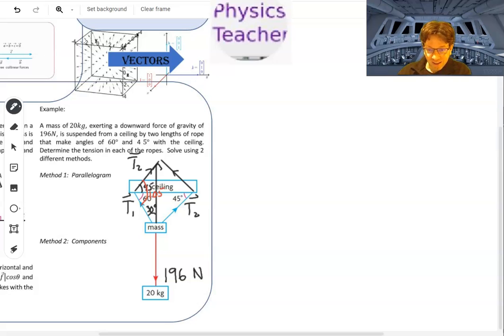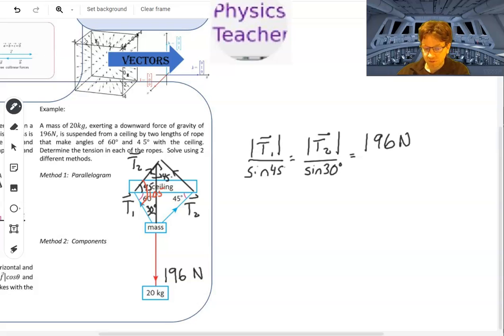And so what we can do is say the magnitude of T1 over the sine of, and this angle here, again, if you look at this smaller right angle triangle, they would all add to 180. So if that's 45, this would also be 45. I'm just running out of room to write it. So sine of 45 equals the magnitude of T2, just using the sine law. Okay, so T2 over that opposite angle, sine of 30, equals the magnitude of this resultant, which we know must be 196, all over the sine of 105.